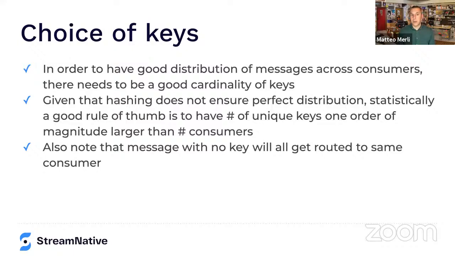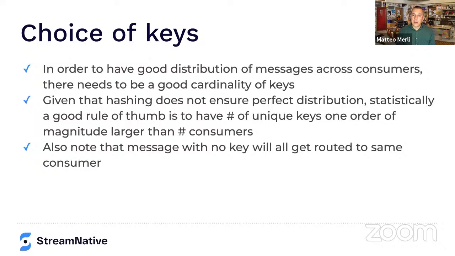If you do want to have good distribution, since this is hashing and is based on statistical assignment, the rule of thumb is that you might want to have orders of magnitude more unique keys than the number of consumers. So if you have 10 consumers, you cannot have, say, 15 unique keys. That will not have a good distribution across the 10 consumers.